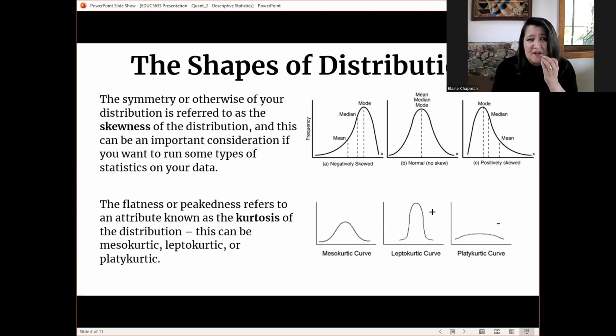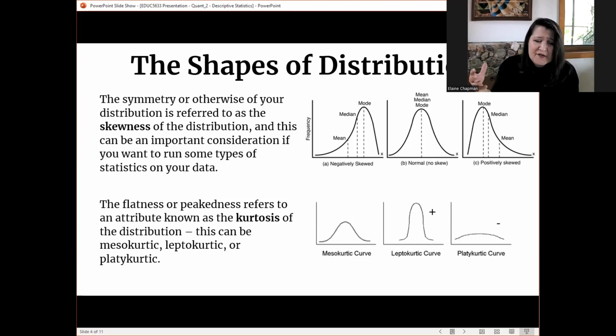That's the skewness of the distribution that we're talking about there. Now, that's quite an important consideration if we want to run certain types of stats on our data, which we'll get to later on. But one of the assumptions of many of the tests that we want to do in quantitative analysis is that our data are normally distributed.